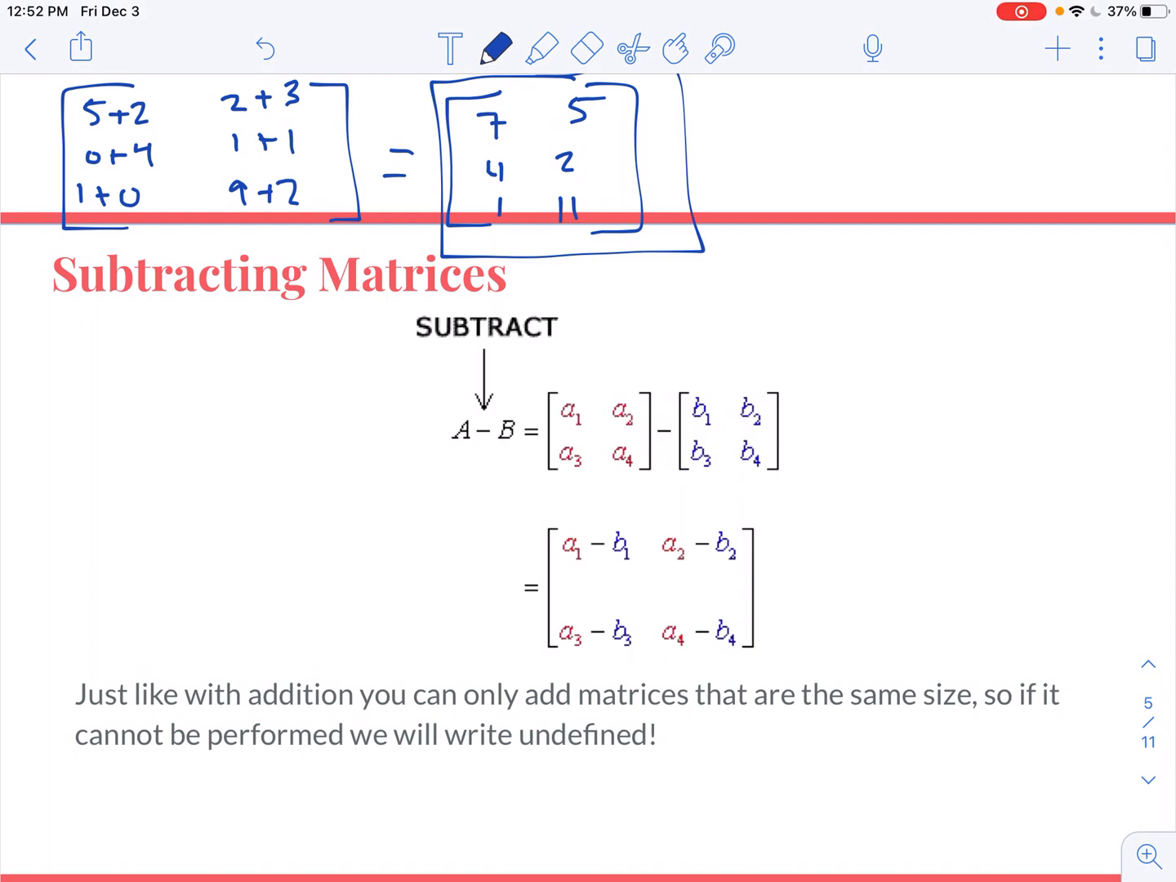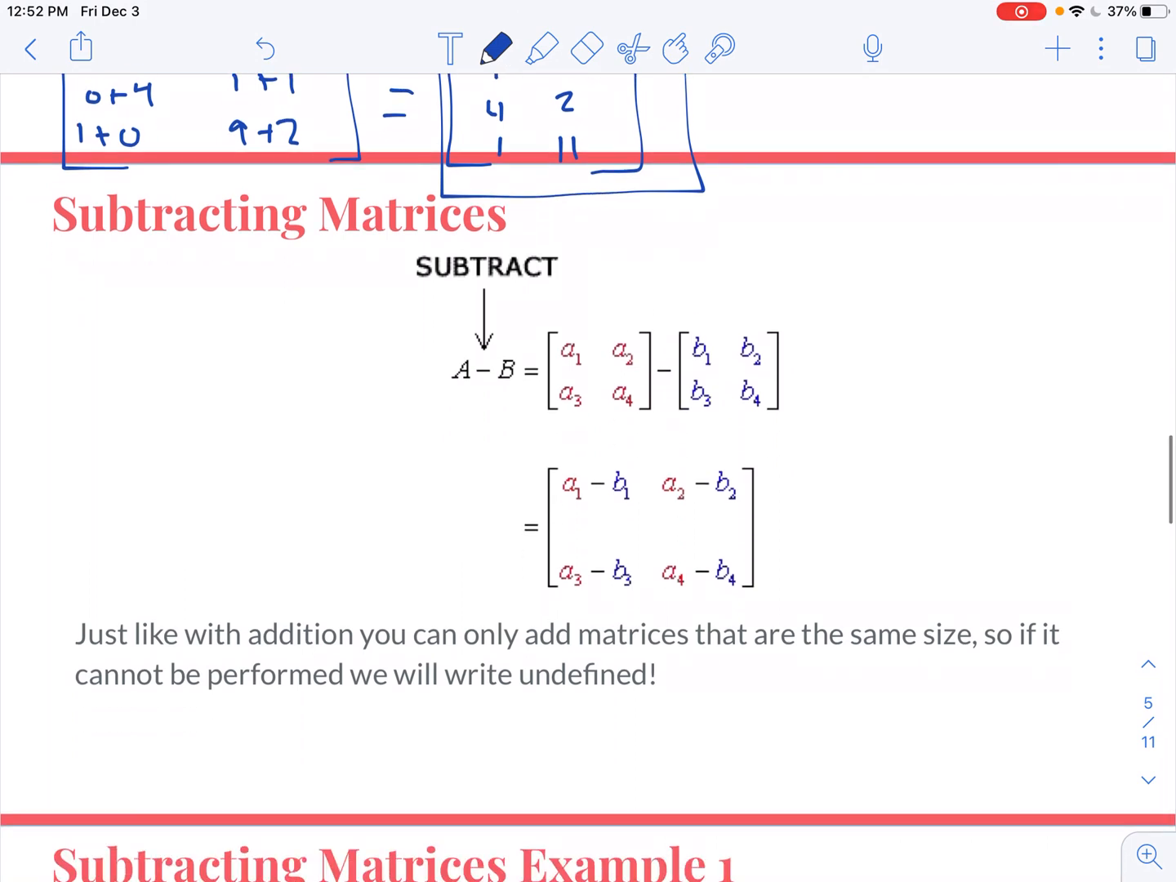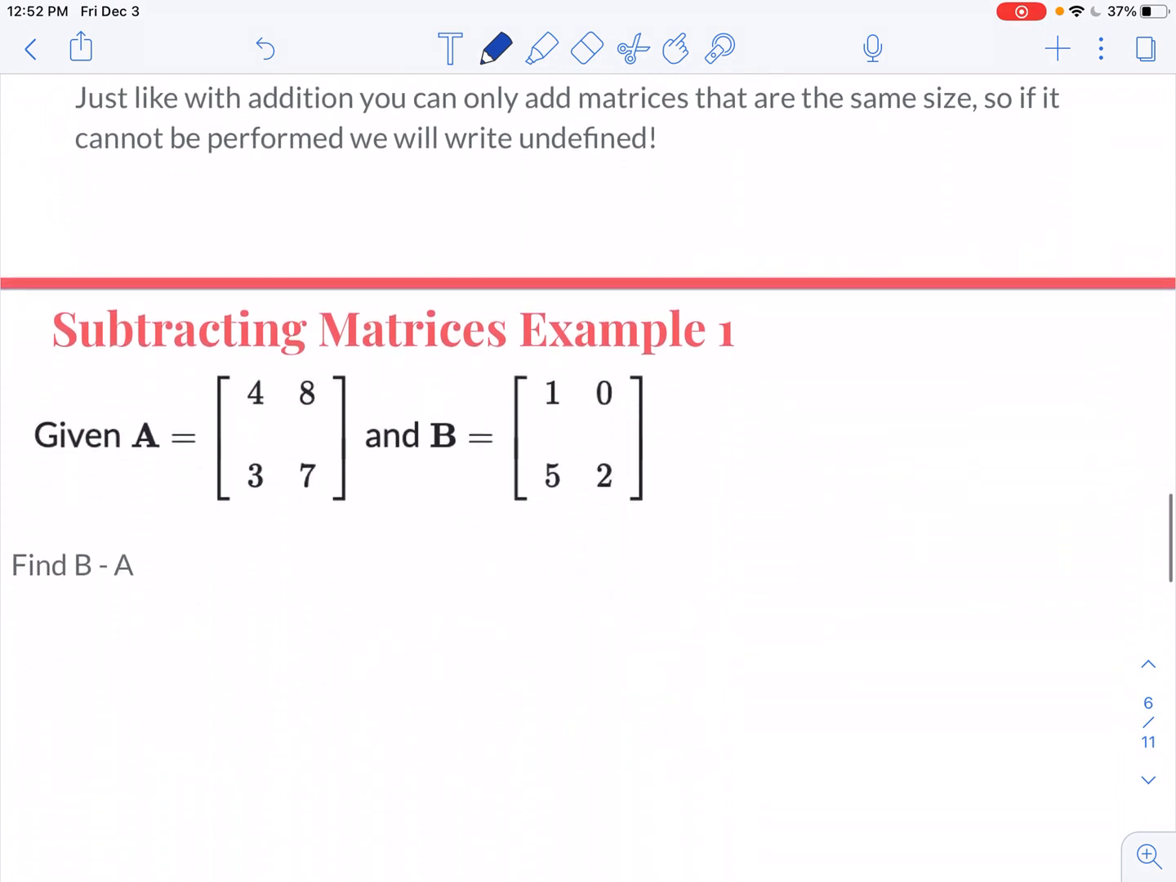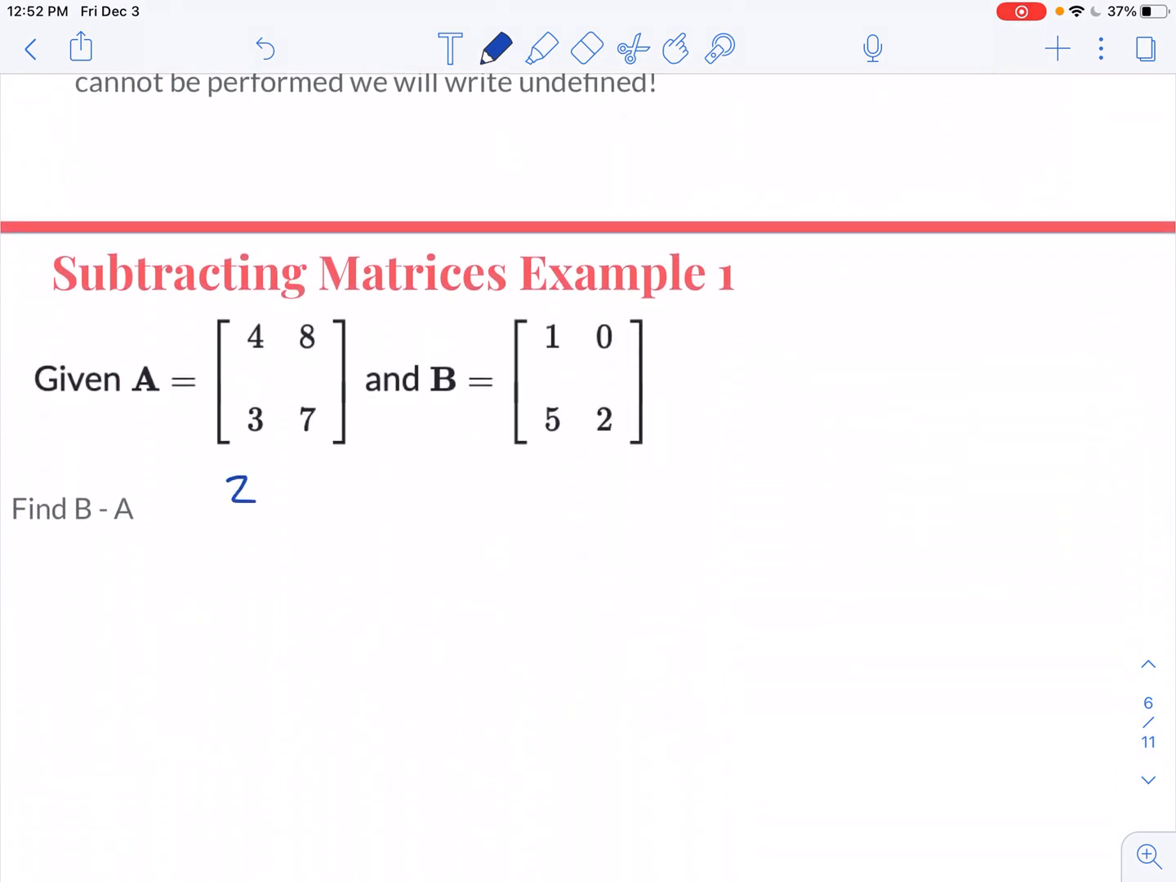Make sure you're paying attention to this because the order does matter. And again, just like with addition, you can only add matrices that are of the same size. So if it cannot be performed, we will write undefined. All right, so the same matrices that we had before. I'll say it again, this is a 2 by 2, and this is a 2 by 2.